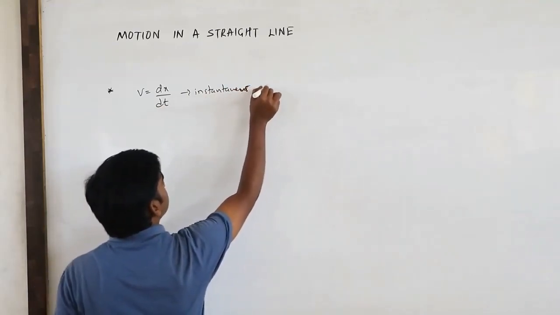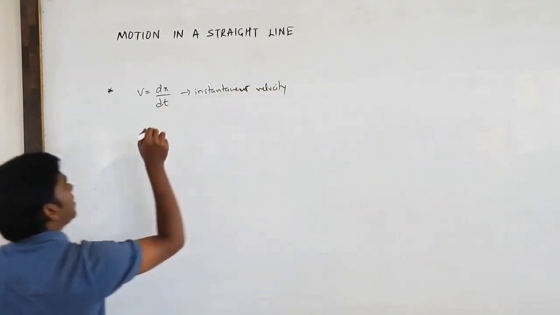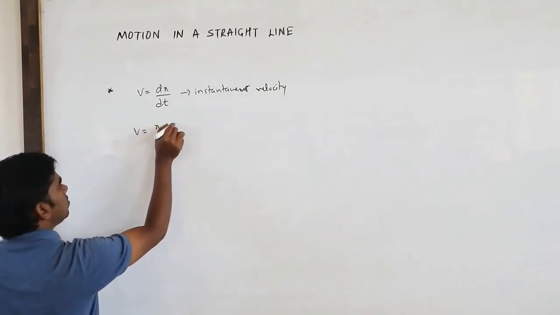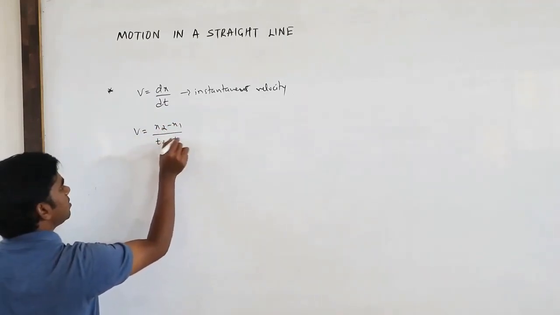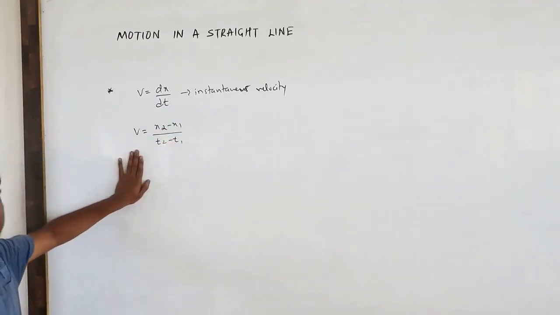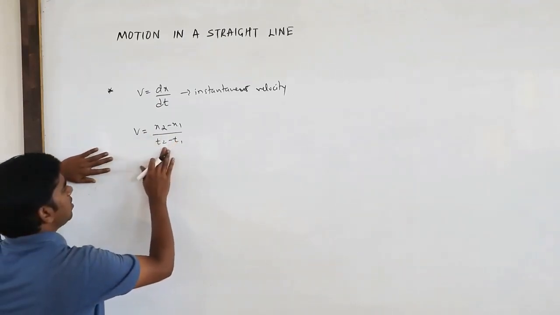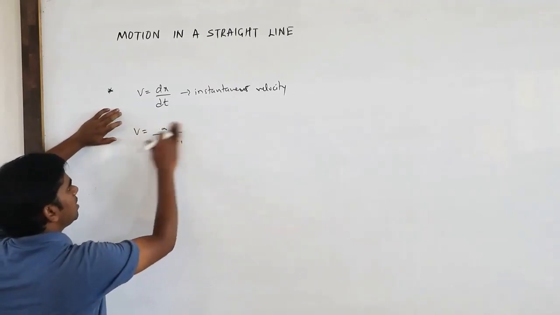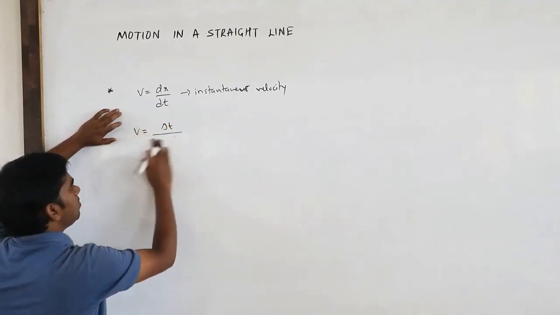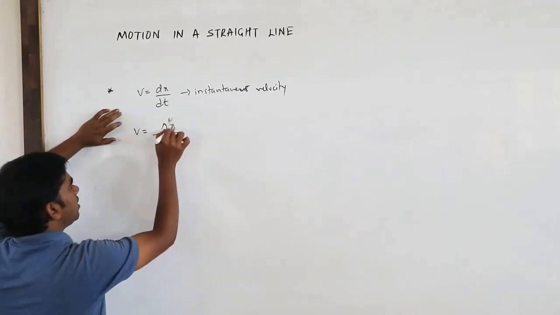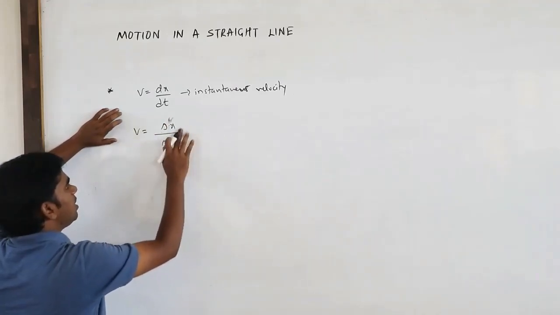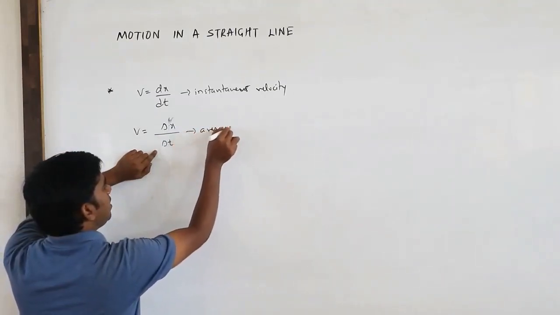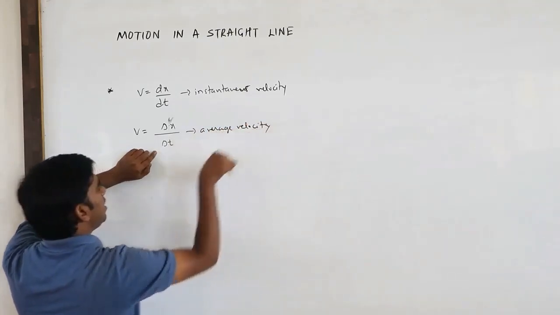Instantaneous velocity. Now v equals x2 minus x1 divided by t2 minus t1. This is what? Average velocity, which means total distance divided by total time. So total distance covered divided by total time, or you can simply write delta x by delta t. Here time is not small. This is the average velocity.